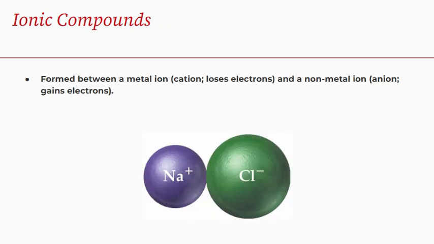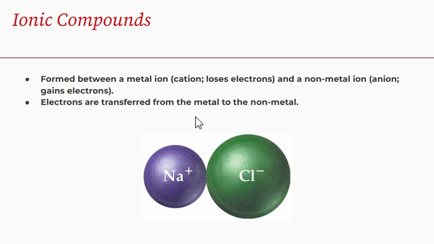So, ionic compounds themselves are always formed between a metal ion, which is our cation that loses electrons, and a nonmetal ion, which is our anion that gains electrons. So, a sodium ion and a chloride ion would come together to make NaCl. Electrons are transferred from the metal to the nonmetal. So sodium wants to lose one electron, chlorine wants to gain one electron. Sodium gives its electron to chlorine, making both of them stable, but then giving one a positive charge and one a negative charge. That brings them together.